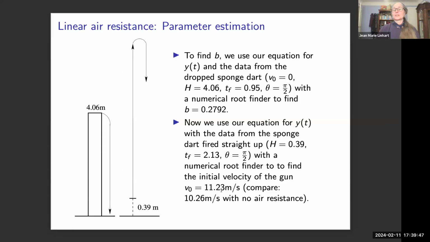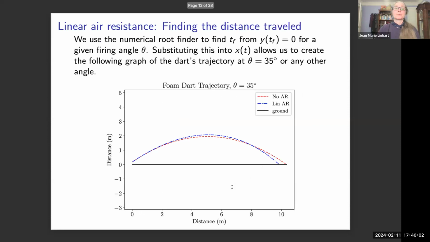And then we use the data from the dart fired straight up and this air resistance parameter to then estimate the initial velocity. And we note that this initial velocity for the dart is higher than it was in the no air resistance model. With air resistance slowing the dart down, we needed a higher initial velocity in order to match the same data that we had before.